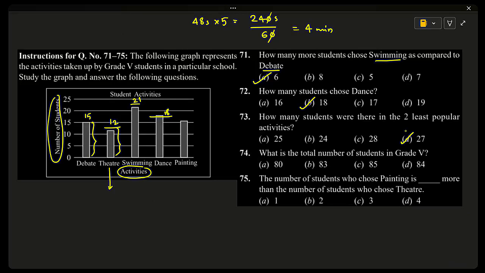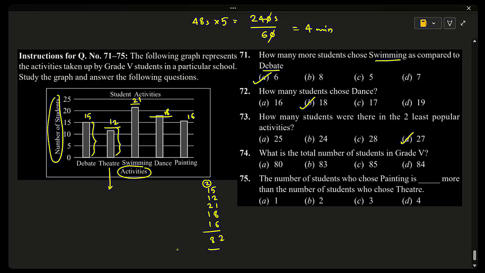And the 74th one, what is the total number of students in grade 5? So we have to find the total number, so we need to add all the activities. Painting is just more than 15, so we can go for 16 here. So total we'll find 15, 12, 21, 18 and 16. So 14, 15, 20, 22, 2 to carry. This is going to be 4, 4, it's 8, 82.